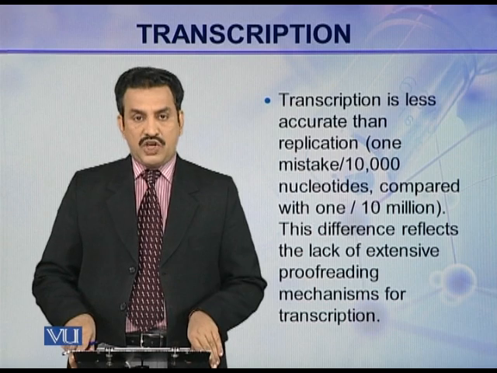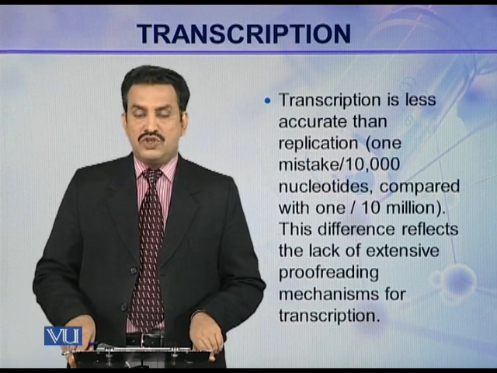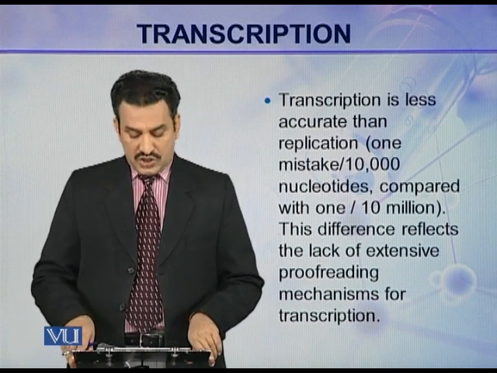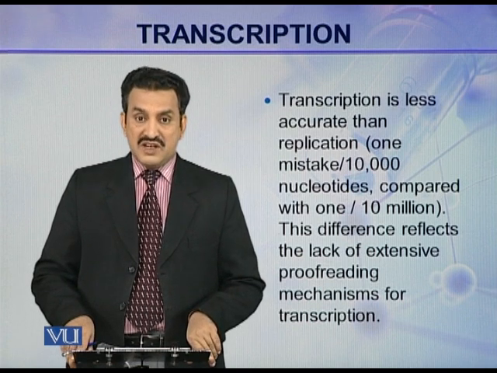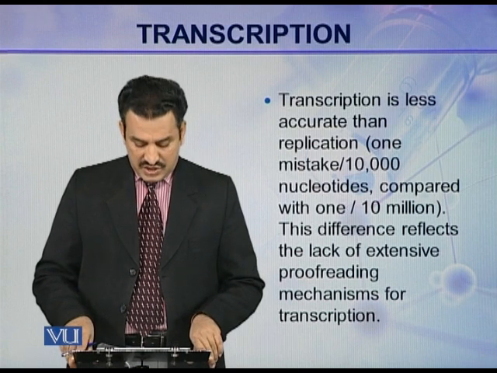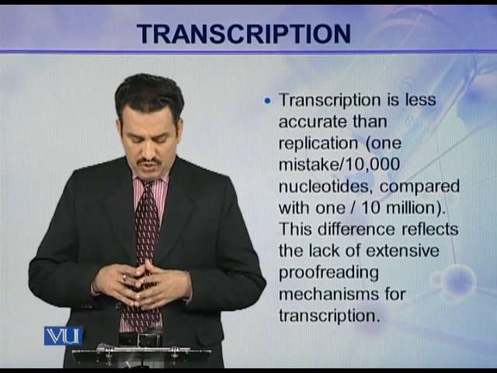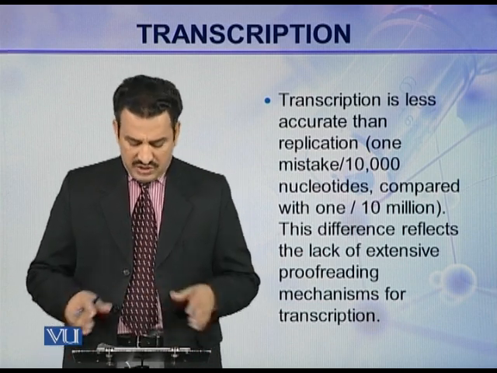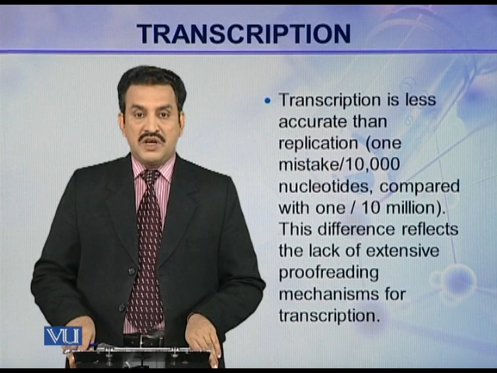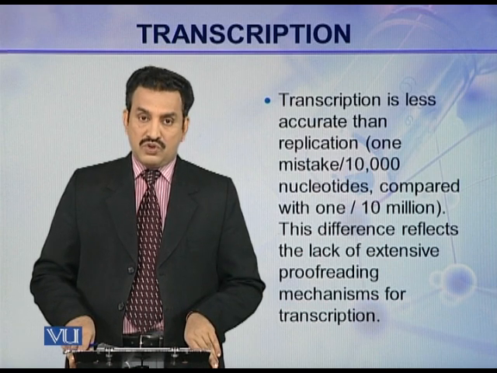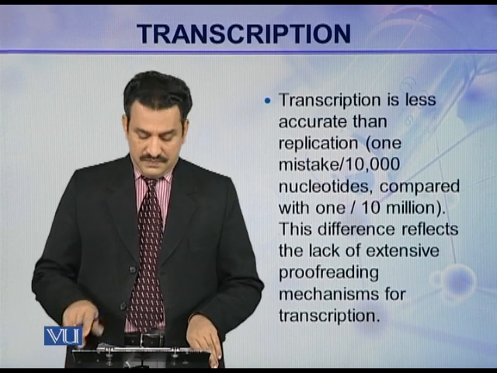Transcription is less accurate than replication. There is one mistake in 10,000 nucleotides in the case of transcription, while there is only one mistake per 10 million nucleotides in the case of replication. This difference in accuracy reflects the lack of an extensive proofreading mechanism during transcription. As you know, there is a very good proofreading system in the case of replication.